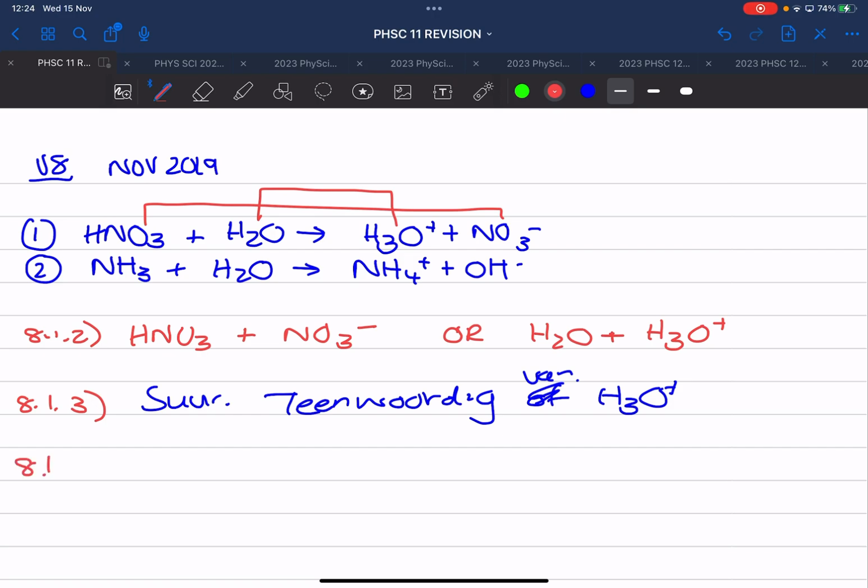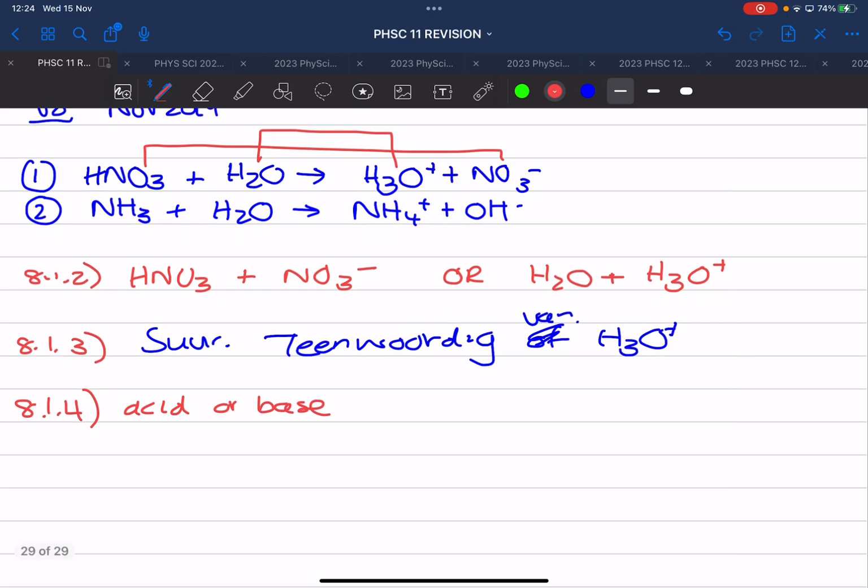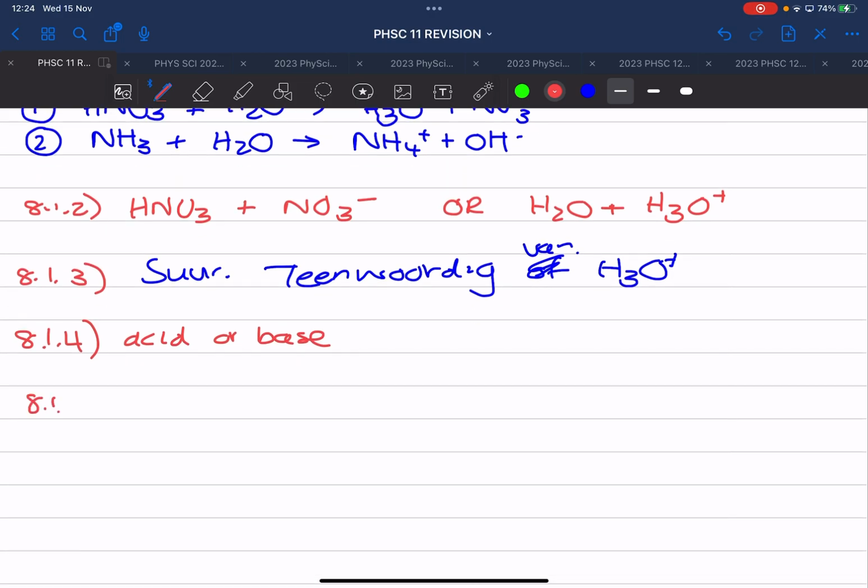Okay, well, 8.1.4, define the term an ampholyte. 'n Amfoliet, dit is 'n stof wat 'n suur of 'n basis kan wees. Okay, so it can be an acid or a base. Then 8.1.5, write the formula of a substance wat as amfoliet in die reaksies hierbo optree.